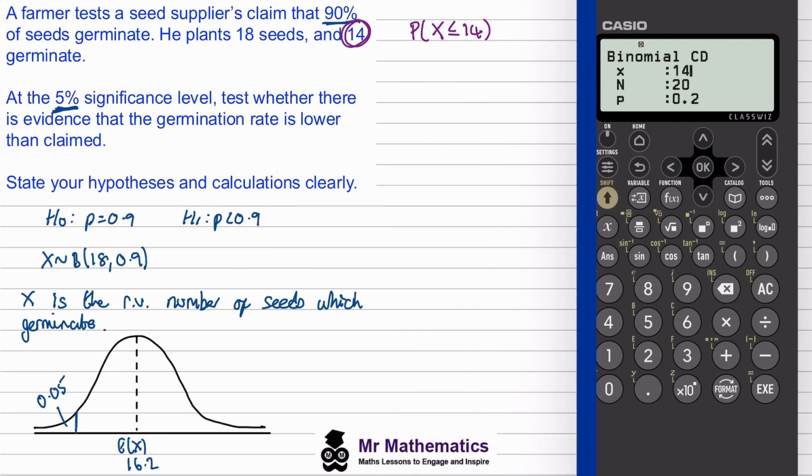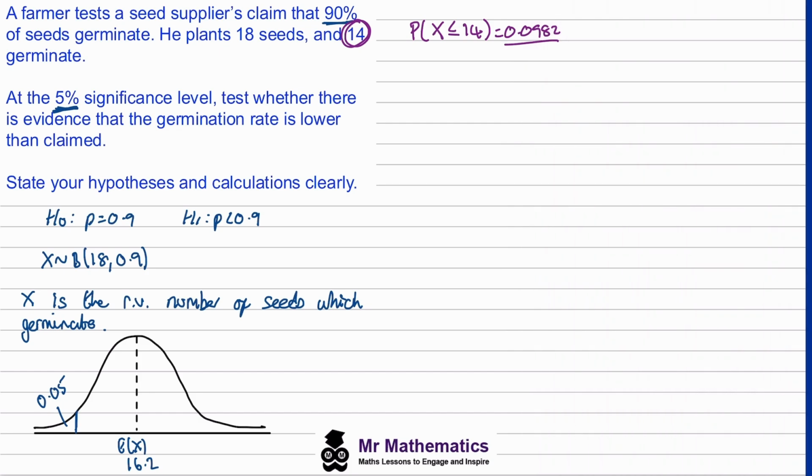We've got 18 trials and a probability of 0.9. Then we'll execute that and we get 0.0982 to 4dp. So now we can write our conclusion. Because the test statistic is greater than the significance level, we accept H0.